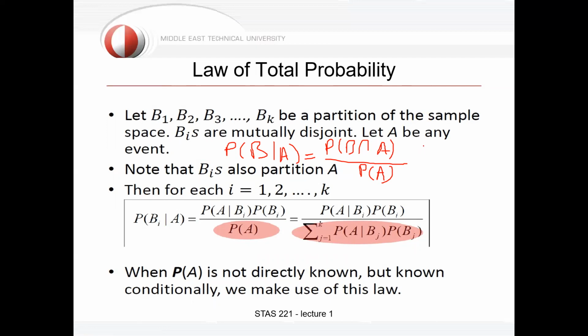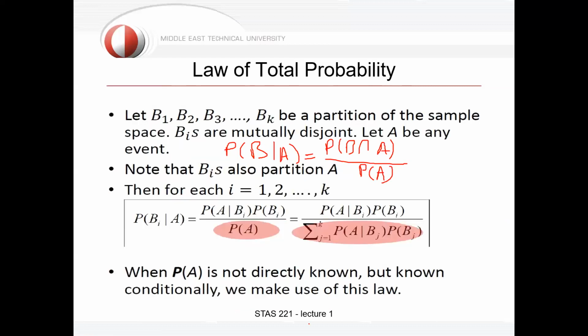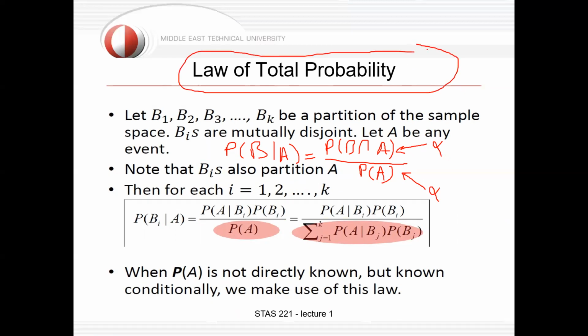As I said in the previous slide, sometimes you don't have information about the intersection part. If you don't have that information, but you have information about the marginal probability of A, then you use the previous formula. But if we don't have information about this and we don't have information about this one either, what can we do? Then we can use the law of total probability. Well, what does it say?